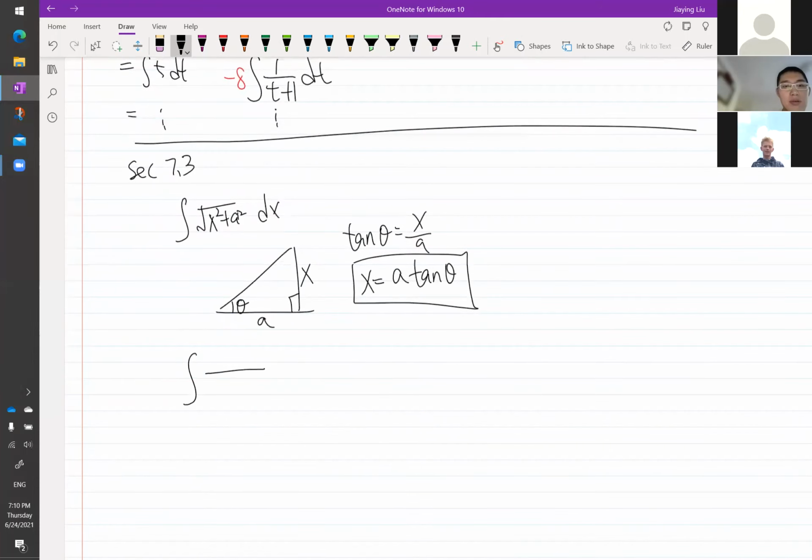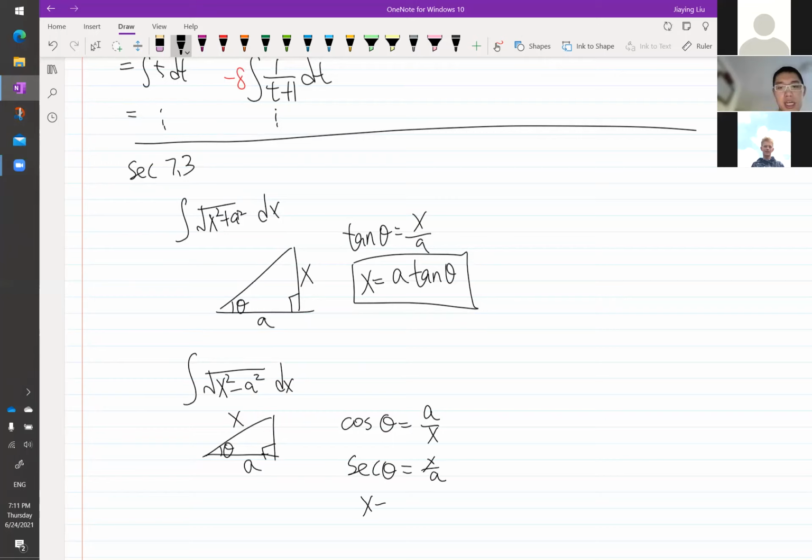And if you have integral of x squared minus a squared dx, then the right triangle you draw will give you theta here. But then it's x squared minus a squared, so I'm going to call the x the hypotenuse, and the a the adjacent leg. So that means we have cosine theta equals a over x. So secant theta is x over a. Then you can write x equals a secant theta.